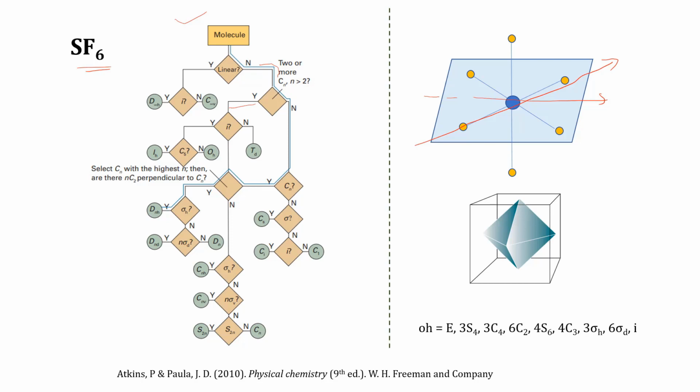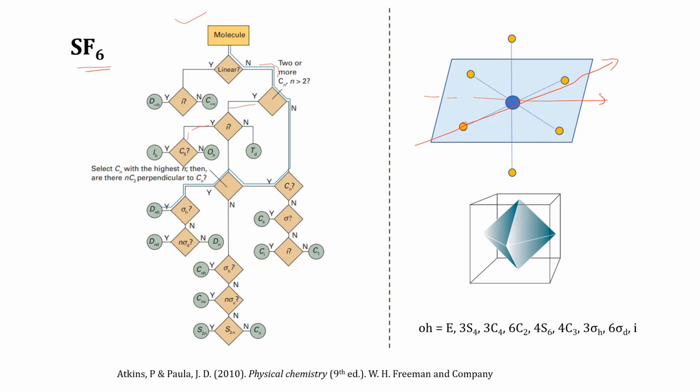Does the molecule have inversion or not? In inversion, we take an atom or a point, move to the center, and then go out the same distance. If the molecule ends up looking the same after this action, then the molecule is said to have a center of inversion I. And in our case, the SF6 molecule has a center of inversion.